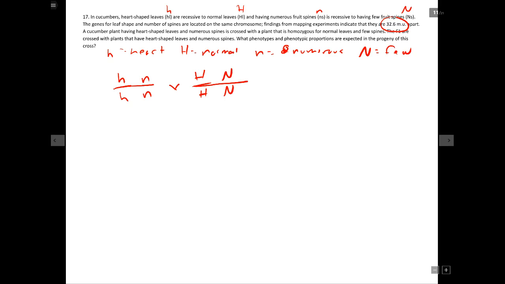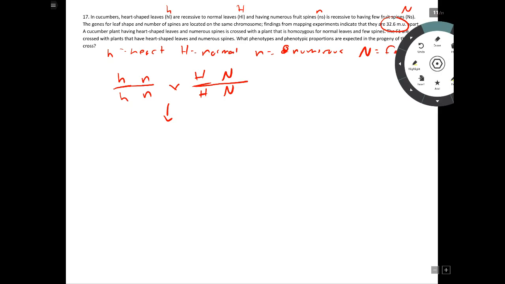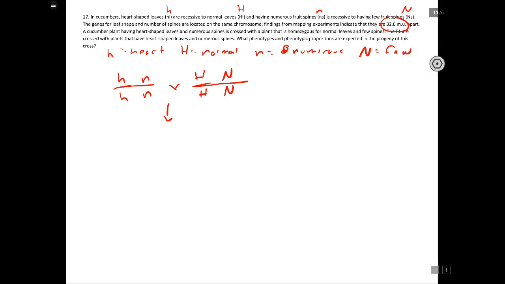All right. The F1 are crossed with plants that are heart-shaped and numerous. So what are we going to get out of this? Let's use green because these are plants. So we can get this chromosome, and we can get this chromosome. It doesn't matter when you do it like this which ones are on top and which ones are on bottom.